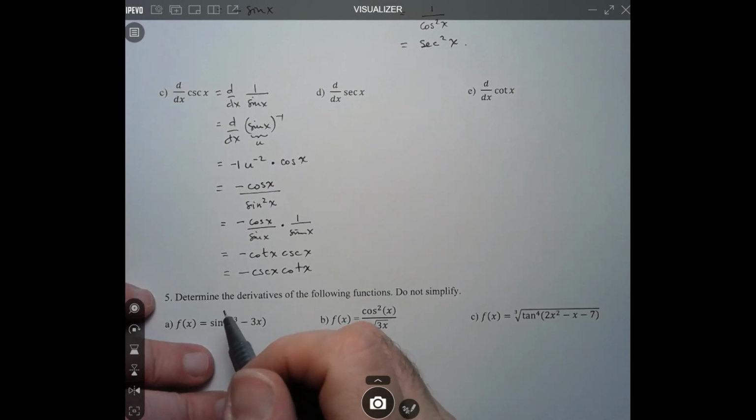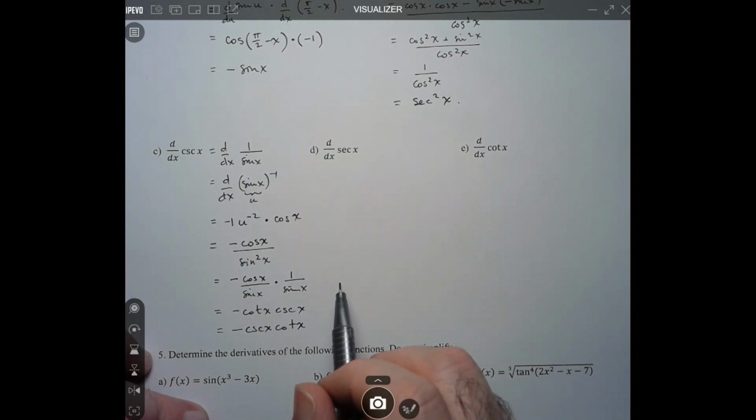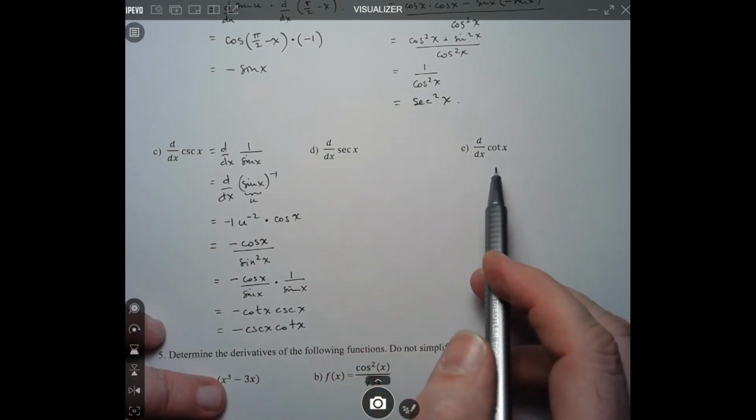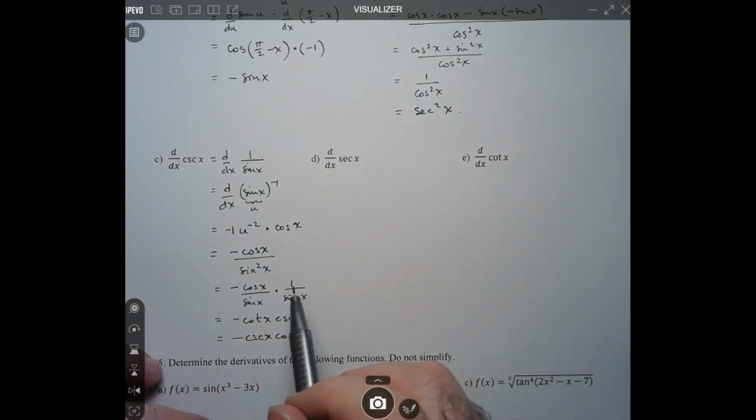Okay? So I want you to find the other two on your own. Okay, later on if you have a chance during the period, or you can do it for homework, and see if you can find some nice connections between some of these derivatives that make them easier to remember.